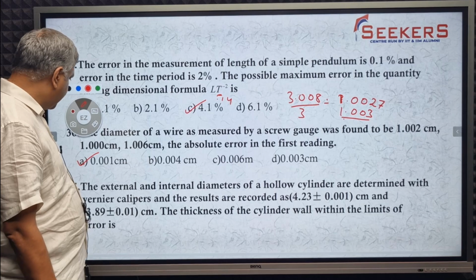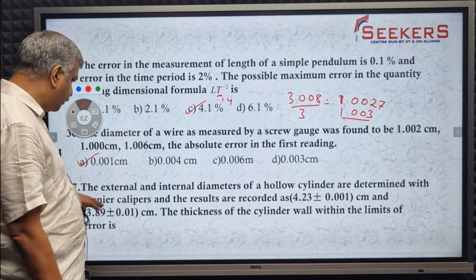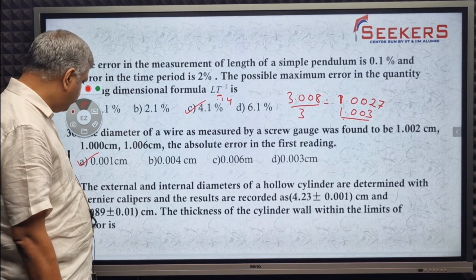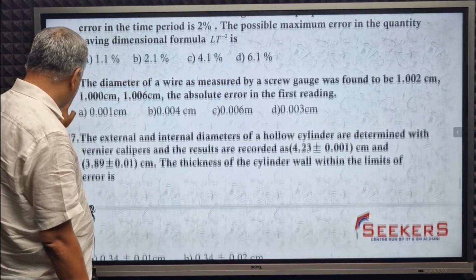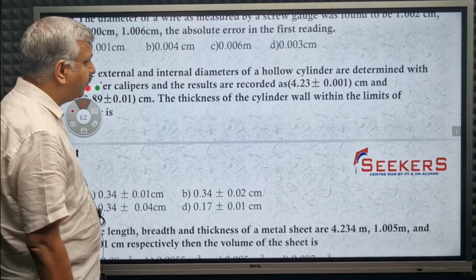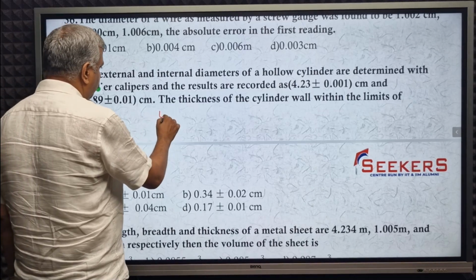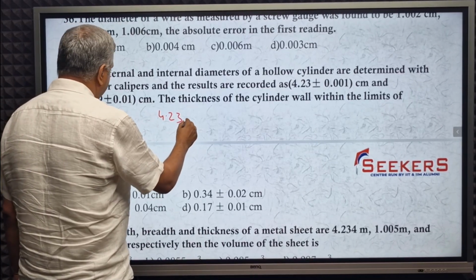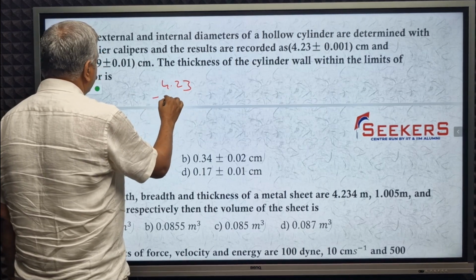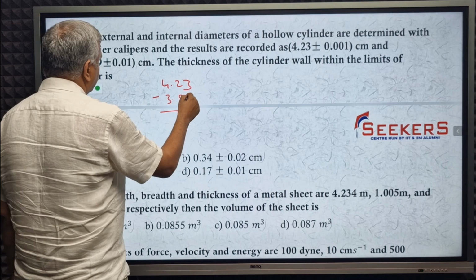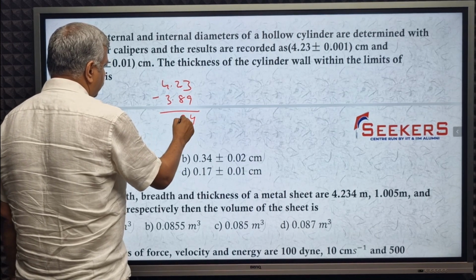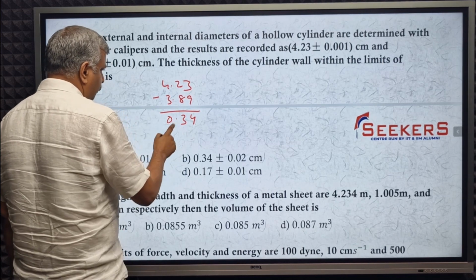The external and internal diameters of a hollow cylinder are determined with vernier calipers and they are recorded as given. What is the thickness of the cylinder wall within the limits of the error? This is a nice question, so let's quickly work it out. It should be 4.23 minus 3.89, which will be 0.34.